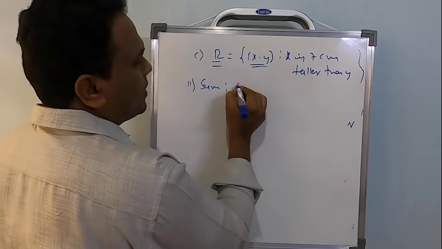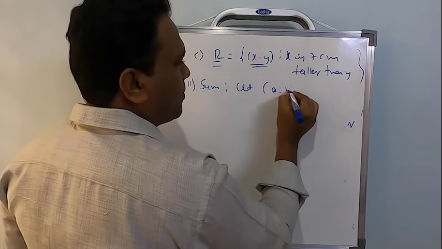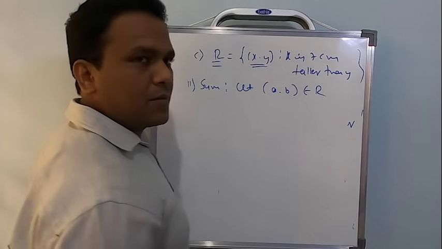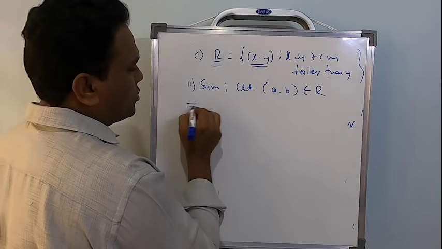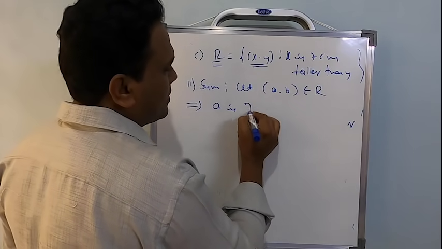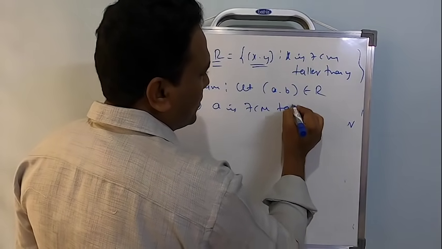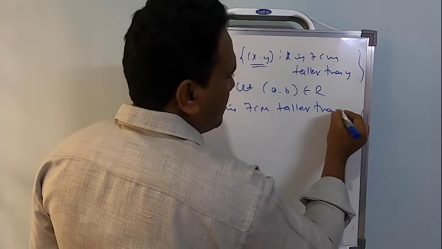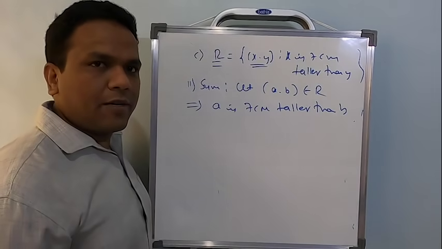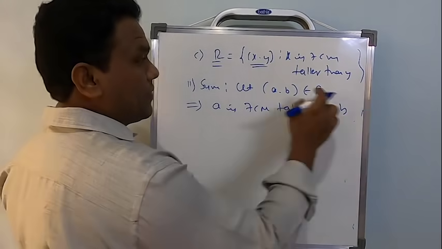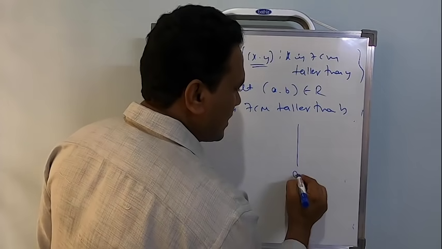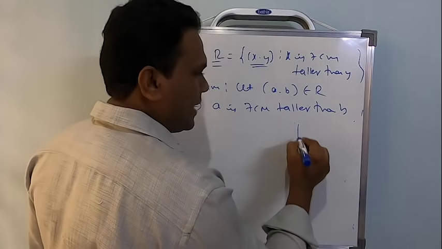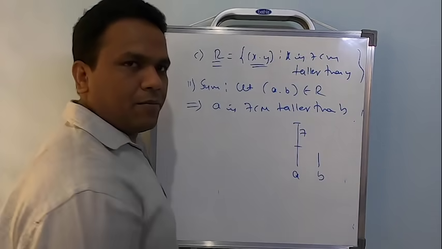So how to check for symmetric? Let (A, B) belong to R. Now if (A, B) belongs to R, this says that A is 7 centimeters taller than B. See something like this: this is A, this is B. A is 7 centimeters taller than B.